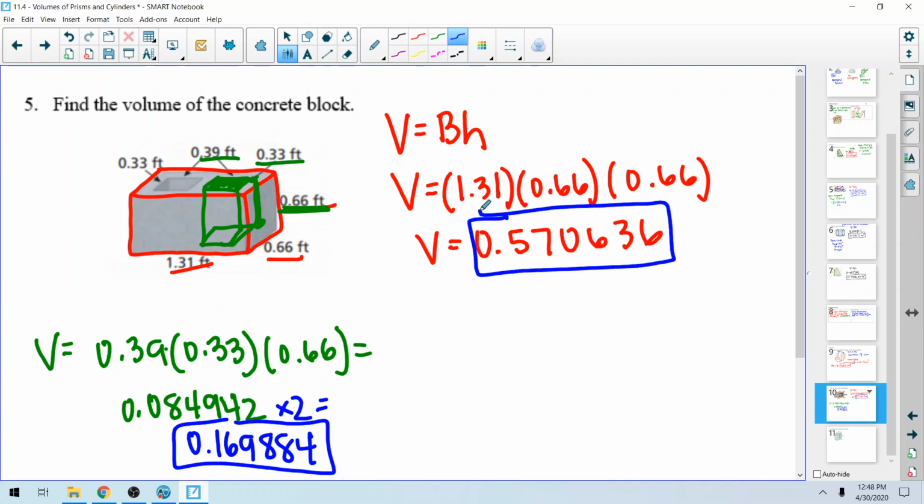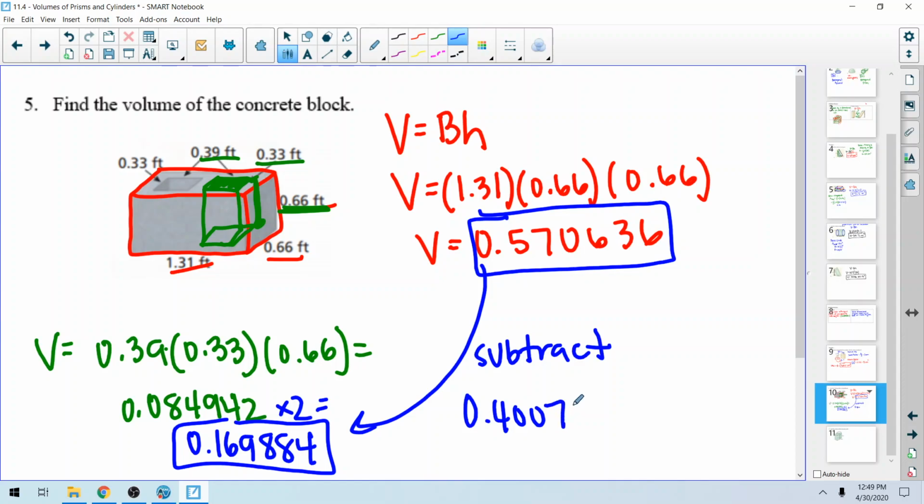So if I want to find the block with the holes, we're going to subtract. Okay, so take your original answer, 0.570636, subtract the two holes, 0.169884, and I'm getting, it doesn't tell us what to round to, so I'll just keep it all, 0.400752 cubic feet.